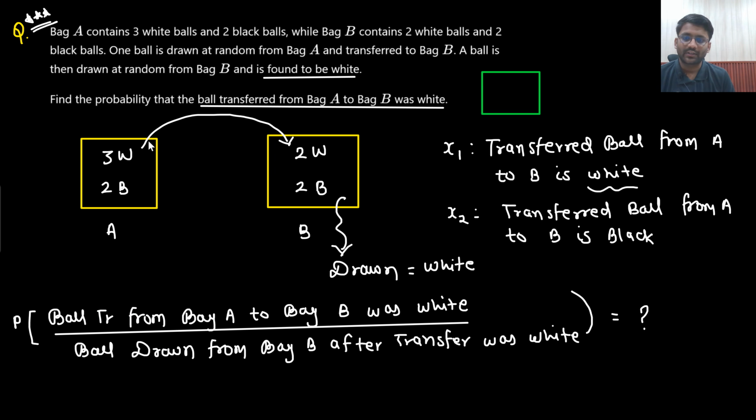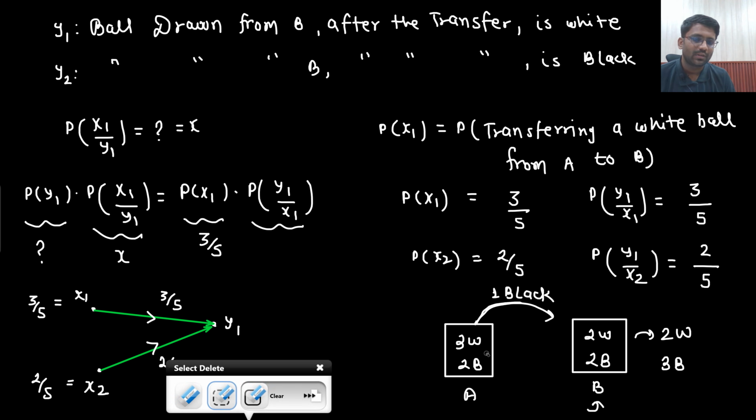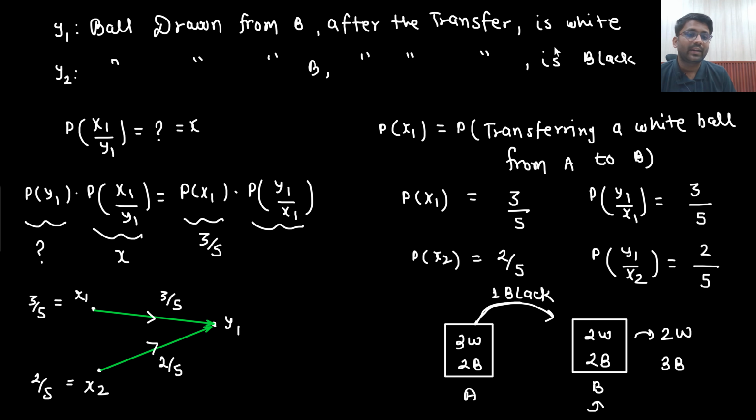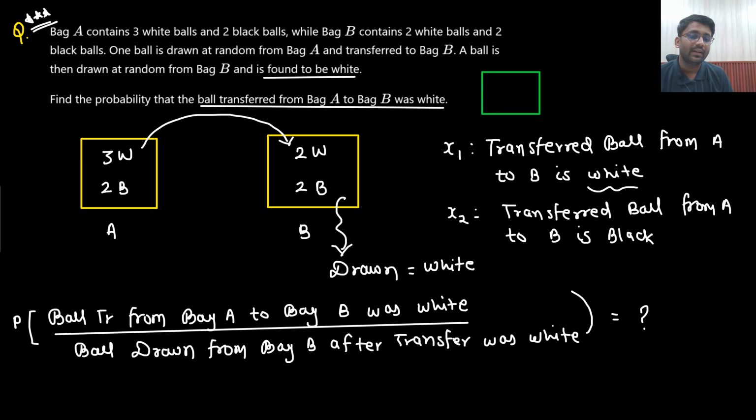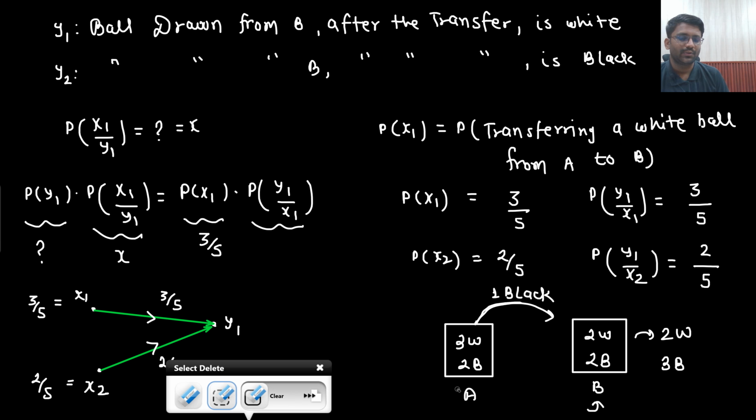Sorry, if you have transferred a black ball, then there will be 3 black balls, no? So what is the probability that you get a white ball? Because y1 is the event of getting a white ball. Total balls will be 5 and I need to find the probability that the ball is white. Out of 5, 2 balls are white, so the probability will be 2 by 5. Is that understandable to you or not? Completely understandable, sir.